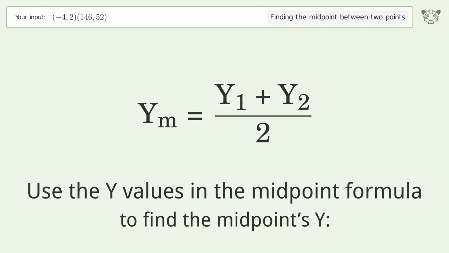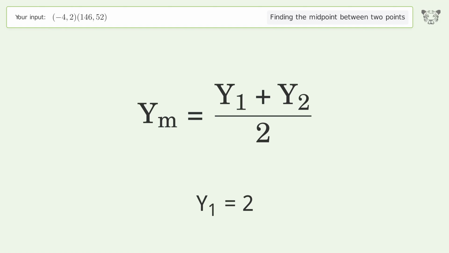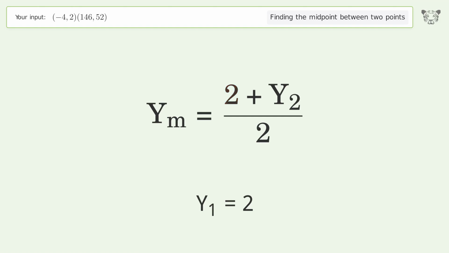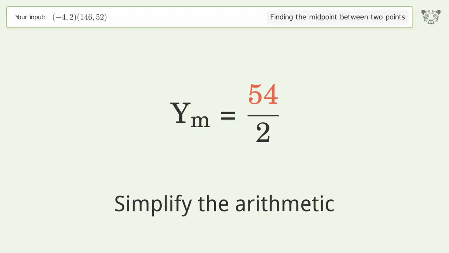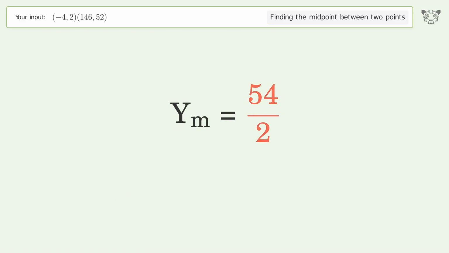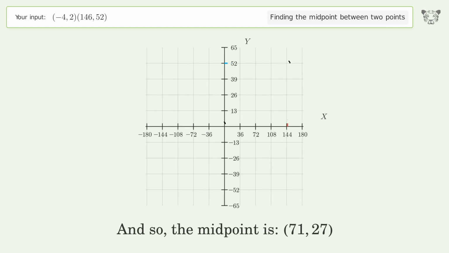Use the y values in the midpoint formula to find the midpoints y. y1 equals 2. y2 equals 52. Simplify the arithmetic. And so, the midpoint is 71,27.